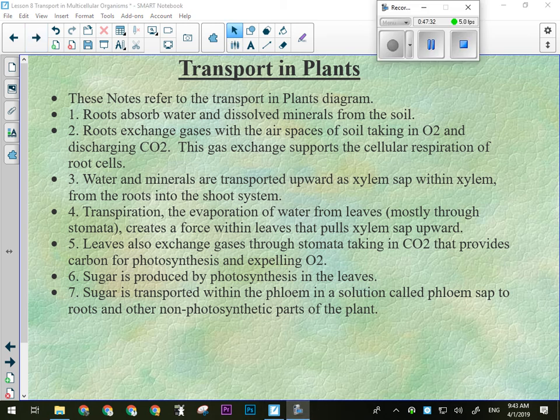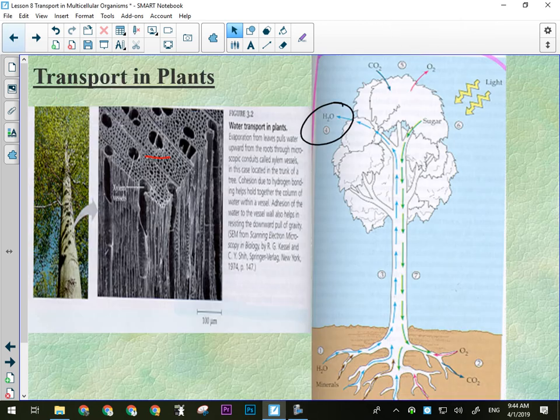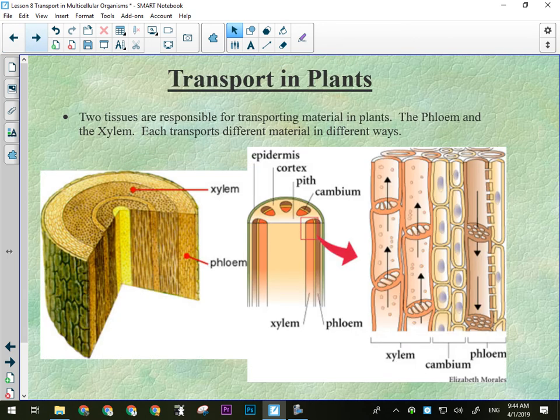These are not questions. These are the numbers that go with the diagram. Sorry, that makes more sense now, right? Because they're not questions, they're statements, because they go with these numbers in this diagram. I just explained them and then forgot that I put them on the next page. So let's go to transport in plants, because I forgot to talk about that part.